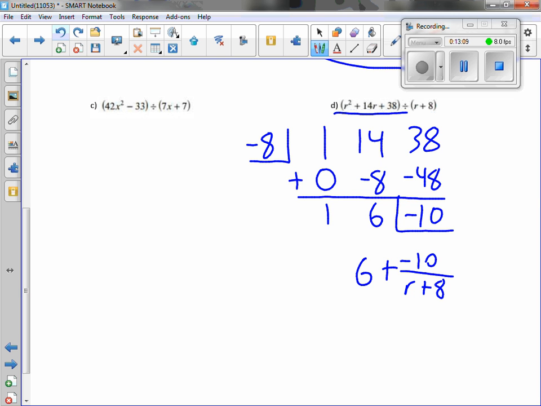As always, the guy next to the remainder is by himself. The next guy always has an x. If we had someone else over here, it would be x squared. Obviously, we don't. And as always, when you have one x, we can leave it as x.